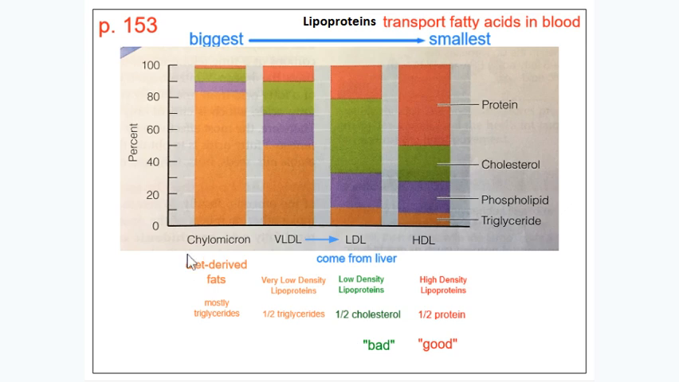So make sure you know biggest to smallest. Make sure you know this is fat derived, where all three of these originate from your body. And make sure you know that this one's mostly triglycerides. This one's about half triglycerides, about half cholesterol, and about half protein. And then we'll also look some more at bad cholesterol and good cholesterol and how fats in the diet can have effects on health.